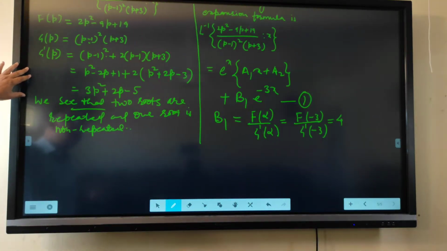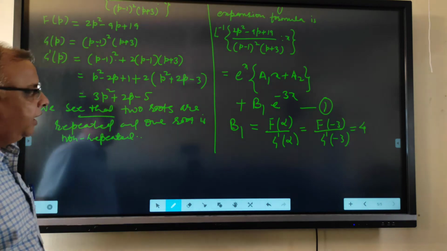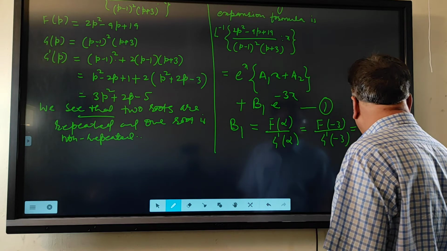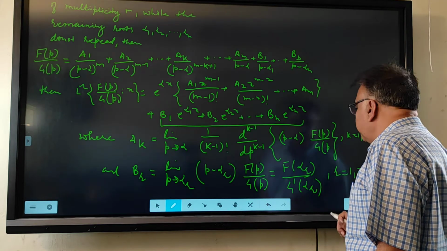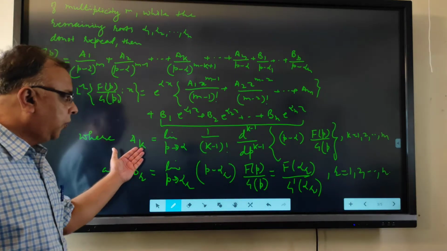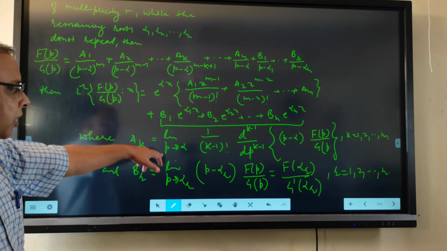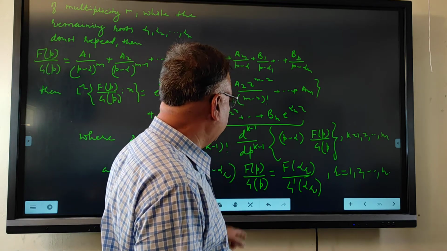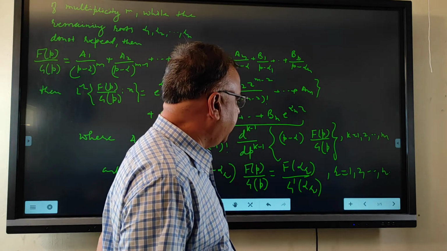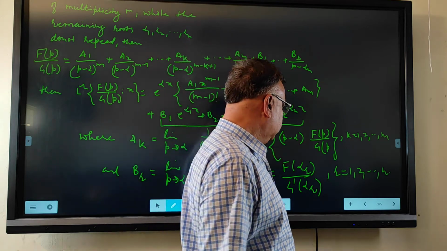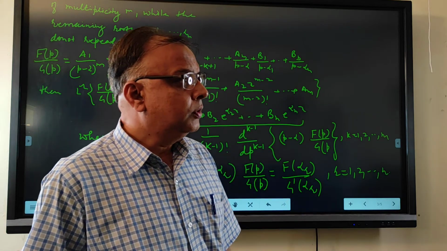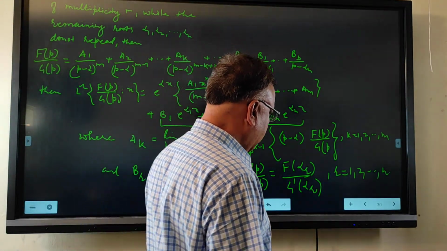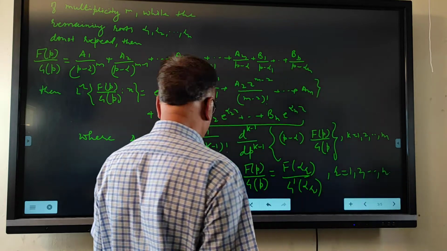Again, we have to find the values of a1 and a2. The values of a1 and a2 can be found from this formula: a_k is equal to limit p tends to alpha of 1 upon factorial (k minus 1) into d^(k minus 1) upon dp^(k minus 1) of (p minus alpha) to the power n into f(p) upon phi(p). By using this formula we get the values of a1 and a2.